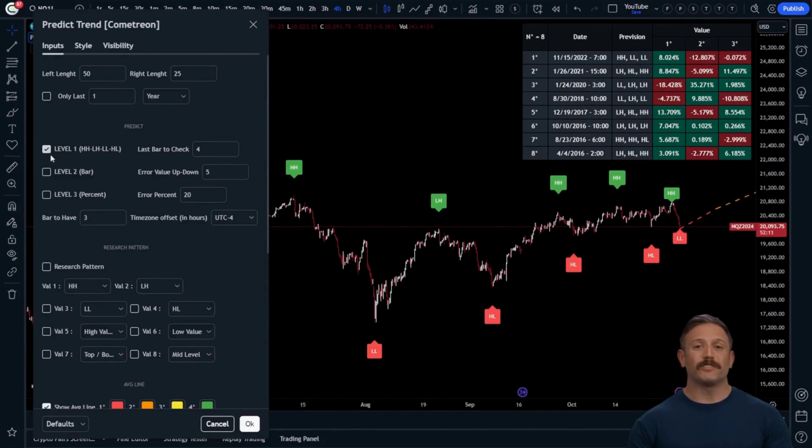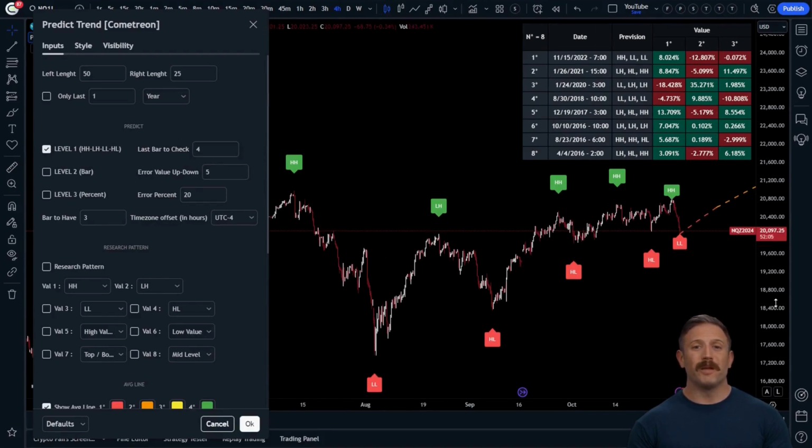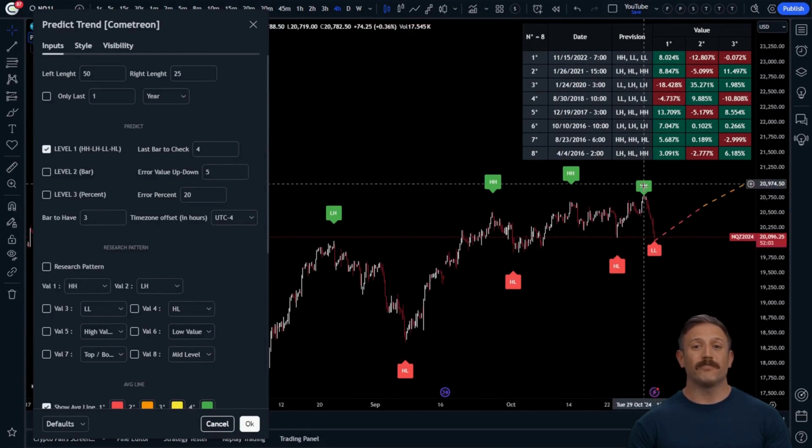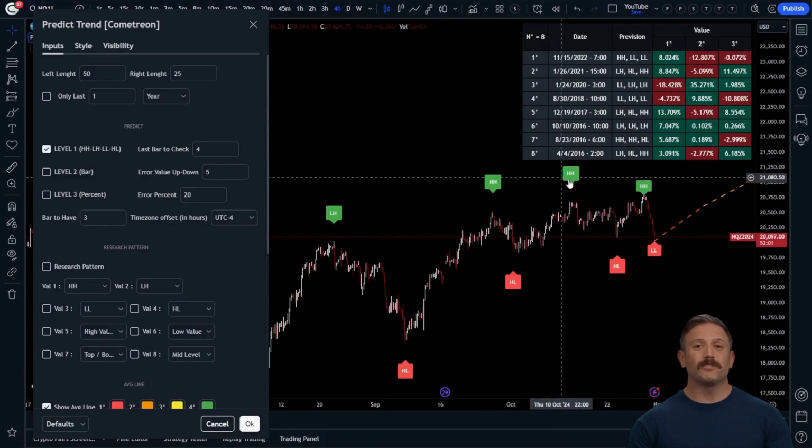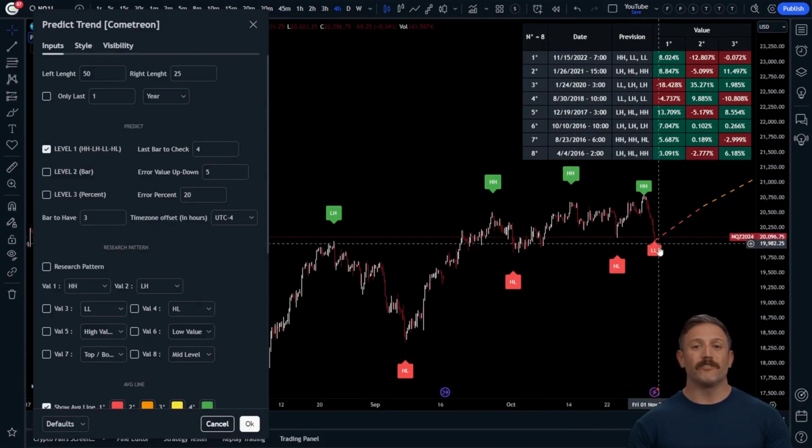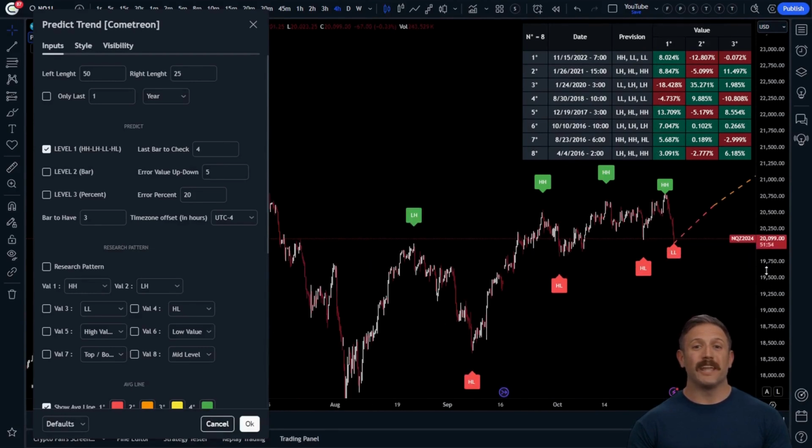Level 1 is the first level of correlation for patterns. With the last bar to check input, you can choose the number of pivots to check, like in this case 4. The system will search for patterns based on the last 4 most recent levels to find patterns in the past with the same values.